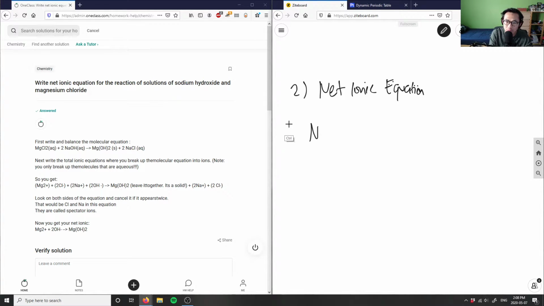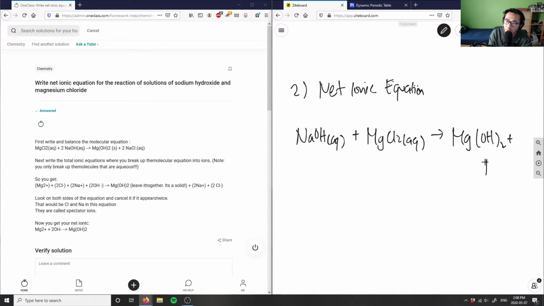Let me draw this a bit further up here. So NaOH. Actually, I need numbers to balance here. So NaOH in aqueous solution, plus magnesium chloride, which is MgCl2, right? I'm basically going to do a double displacement. I'm going to get magnesium hydroxide plus sodium chloride, right? NaCl here. So again, what we want is to find the net ionic equation. We've got to break these up into their ions, right? So I'm going to get basically Na plus.